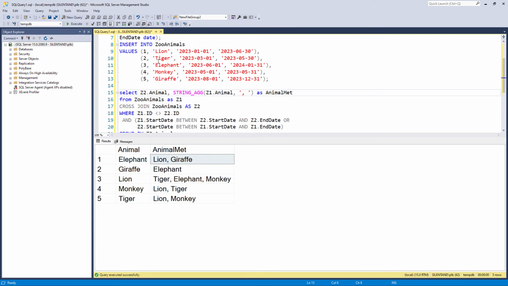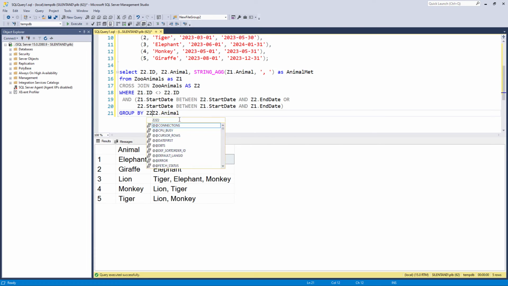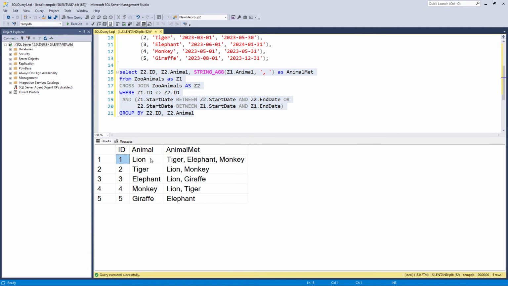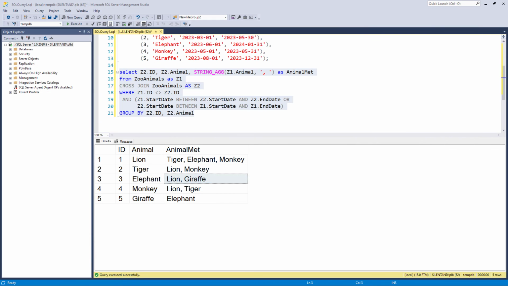So maybe I just want a little bit more. I want to put in the ID. So let's put in z2.id, and then I've got to also put it into the group by, because it is a non-aggregation with an aggregation. So now we've got ID one lion met the tiger, elephant, and monkey. The tiger met the lion and monkey. The elephant met the lion and the giraffe. The monkey met the lion and the tiger, and the giraffe only met the elephant.